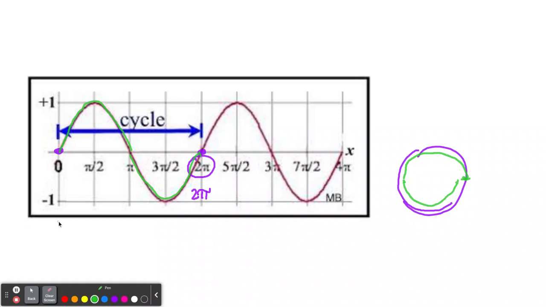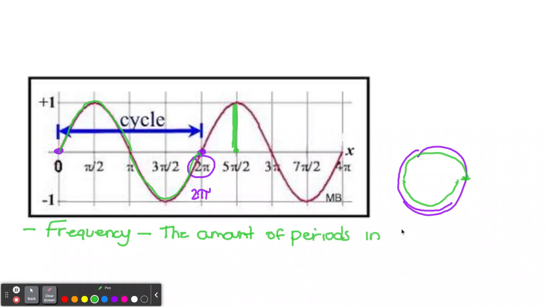Now, the other thing we should talk about is frequency. So we talked about what a period is. We know what amplitude is. Remember, what's amplitude? It's the height, right? So right from there all the way to the crest, that's the height, that's the amplitude. So the frequency is the amount of periods in 1 second. How many periods do you get in 1 second? Or how many cycles?